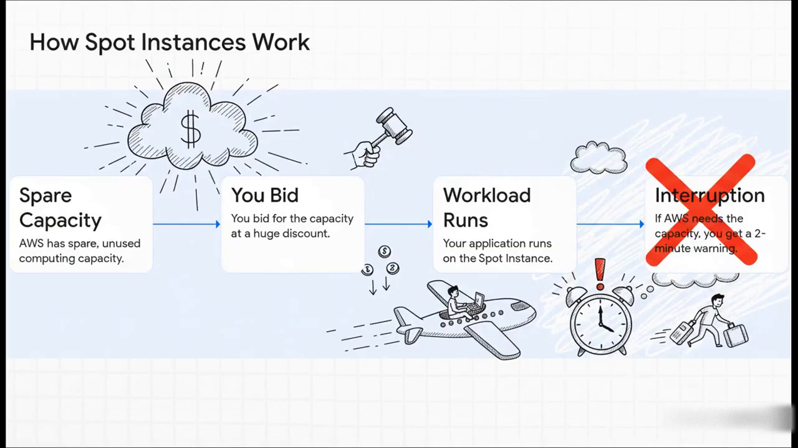The process is a lot like flying standby for a flight. You get an unbelievable price, but there's a catch. You might get bumped if someone who paid full price needs your seat. With Spot, your instance runs and runs until AWS needs that capacity back. When they do, they give you a quick 2-minute warning to wrap things up.